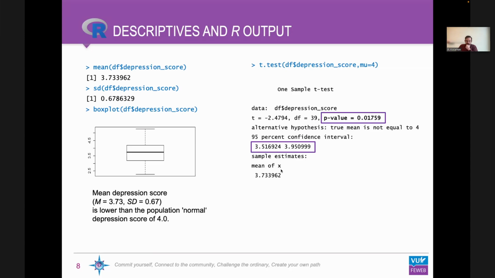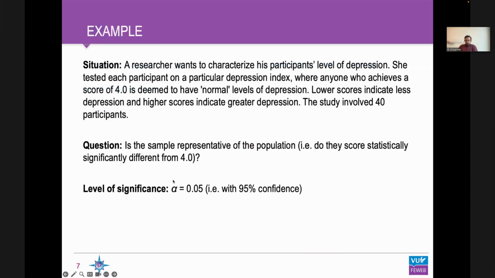So these are the things that you can read from this output. The conclusion is that we reject H0 and conclude the alternative hypothesis. And in this case, the alternative hypothesis is that the depression score in our sample is different than 4. So basically our sample does not achieve this theoretical value, meaning that our sample is not representative for this question.